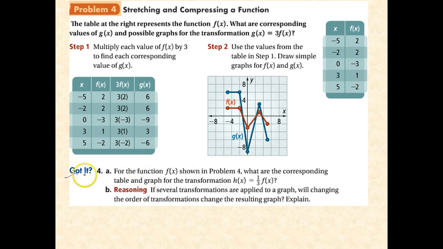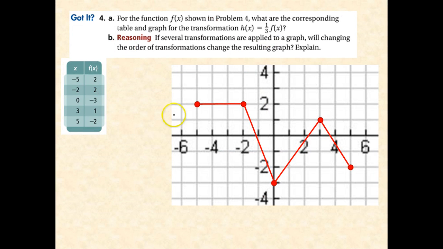Okay, so let's see if we got this. For the function f of x shown in problem 4, so that is this guy right here, what are the corresponding table and graph for the transformation h of x equals 1/3 f of x? Alright, so here's an enlarged version of our graph. Here's f of x, in red. Okay, so now let's figure out h of x. So h of x is 1/3 of f of x.